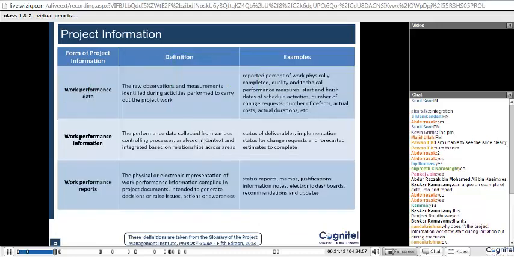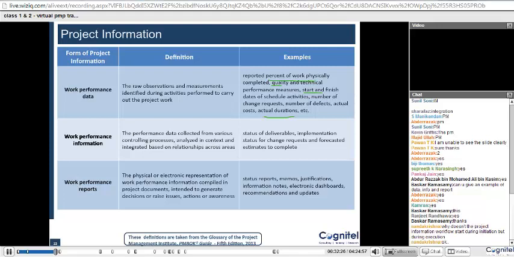All right, so let's move on. You can see the examples, it should be something like what I've told you. Work performance data are the raw observations and measurements identified during the execution of the activities performed to carry out the work of the project, like percentage of work done, quality and technical performance measurements, start and finish dates of the activities, number of change requests, number of defects, actual cost, actual duration. This is just like what I was telling you: this is how many hours I've completed, or this is when the activity started and this is when the activity finished.